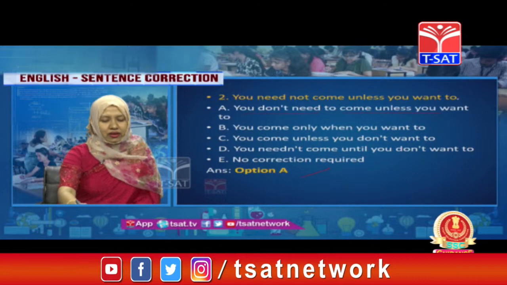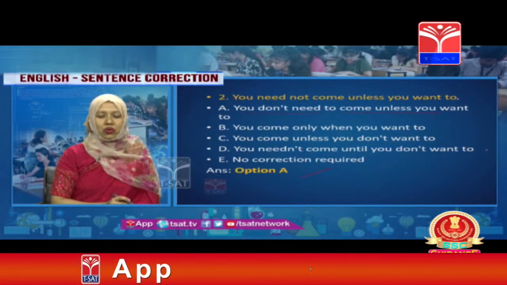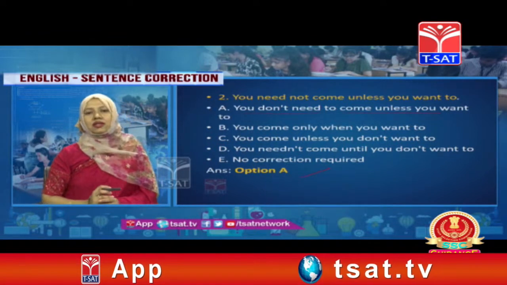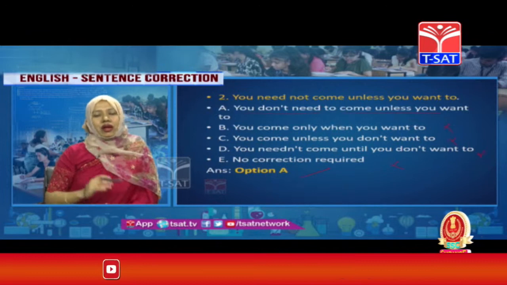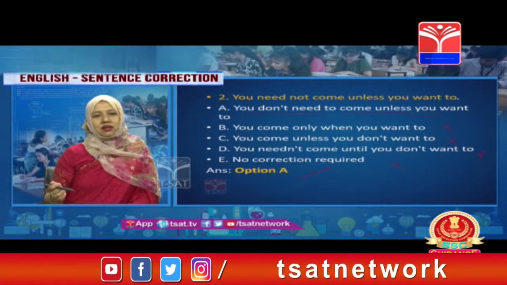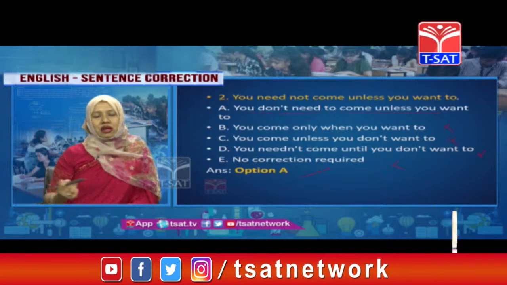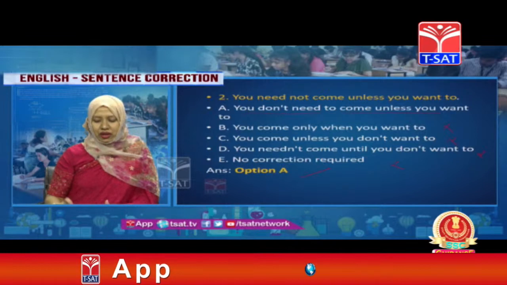Option A is correct. You need not come until you don't want to, you come unless you don't want to, you come only when you want to. These are all wrong options. So, try to start eliminating. Read all the sentences and check out which is the appropriate one. A is the most suitable one, so the option will be A here.